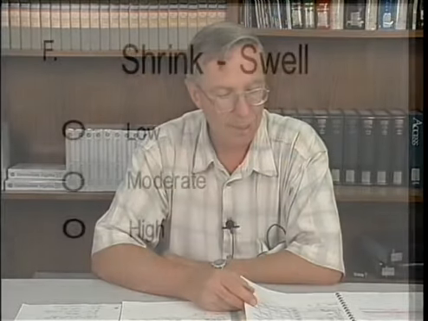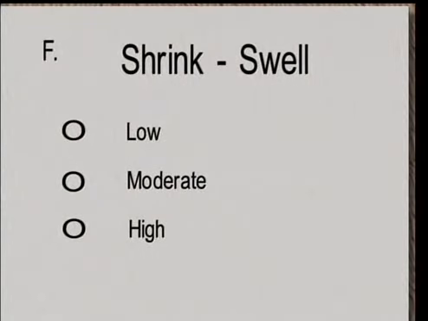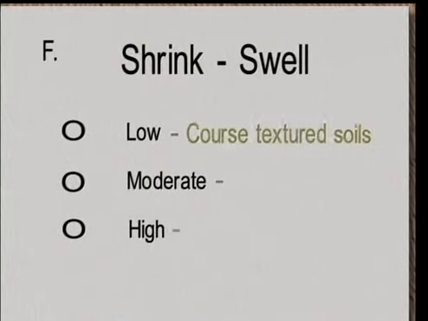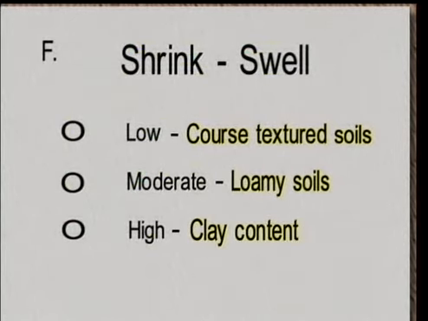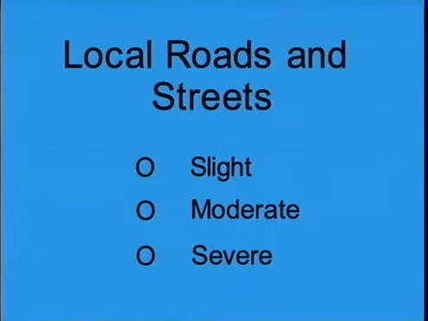So on the shrink-swell capacity, low corresponds to coarse textured soils, moderate to the loamy soils, and high to the high clay content soils. We only evaluate those two on dwellings without basements and local roads and streets, because if these soils were to expand and contract, they would cause problems with these structures, both the roads as well as the foundations of the homes that were built on them.